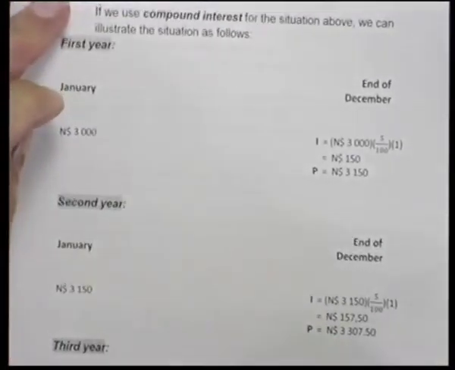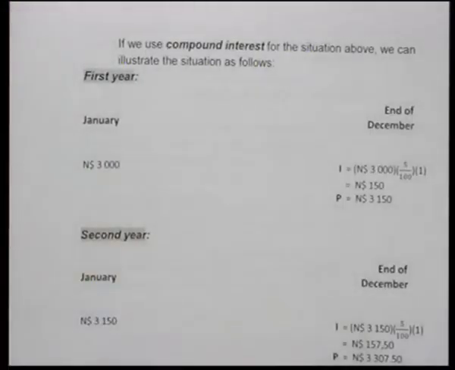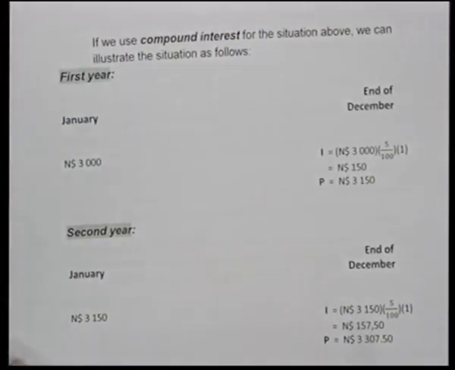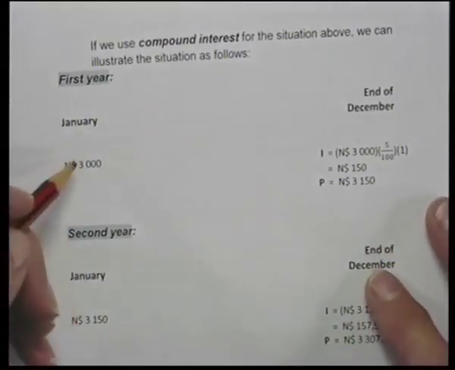But now we sometimes have compound interest. Compound interest for the situation above, we can illustrate the situation like this. 3,000.